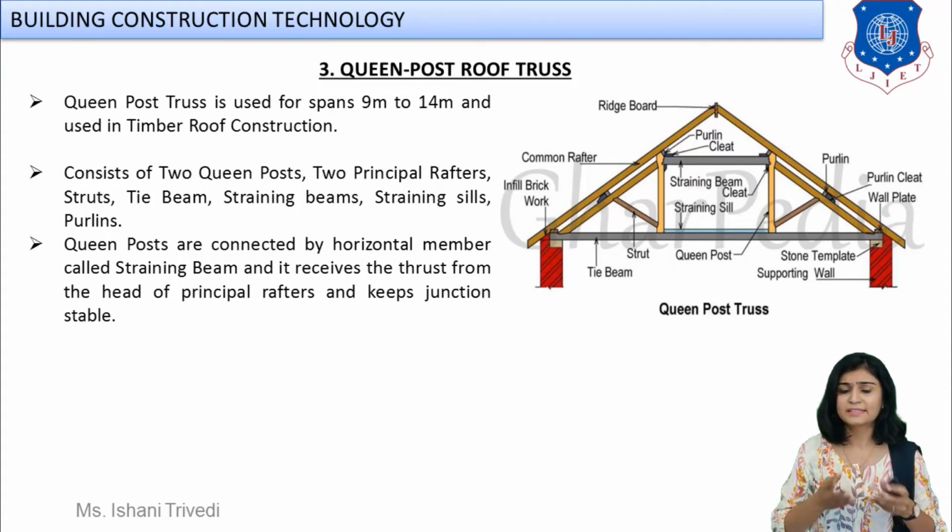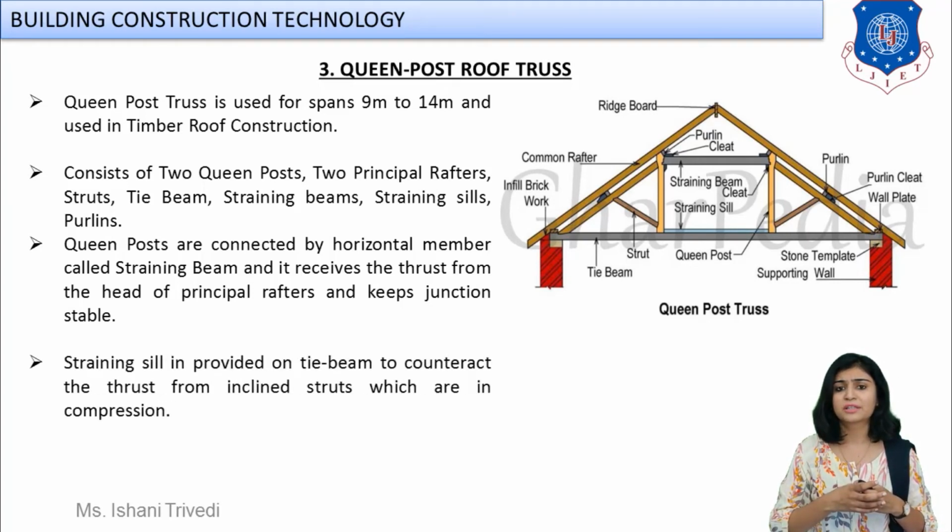Next, as I said, the elements which are present over here, I think you will be able to write down. They are connected by horizontal member. As I said, instead of tie beam, we are going to call it a straining beam. And also with the beam, sill is also provided, right? Straining sill is provided on the tie beam to counteract the thrust from the inclined struts which are in compression.